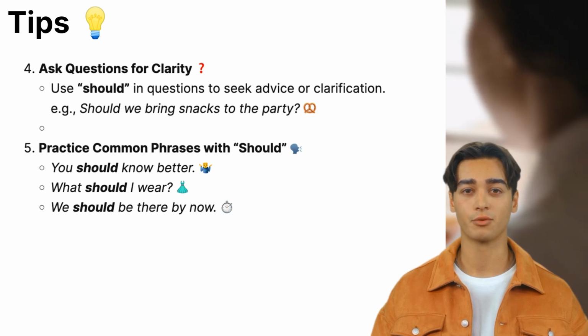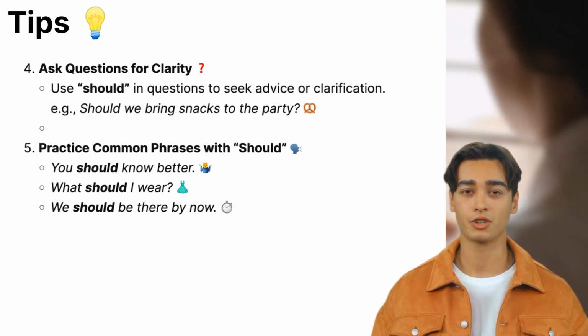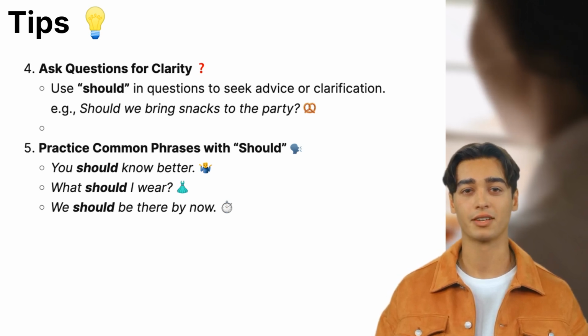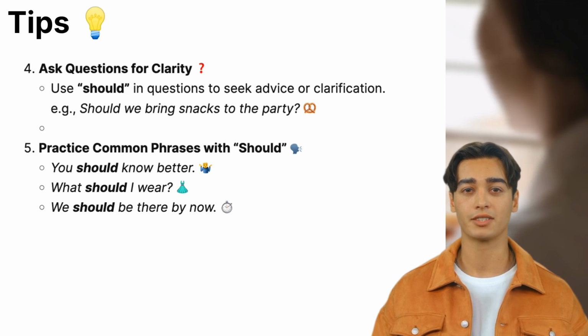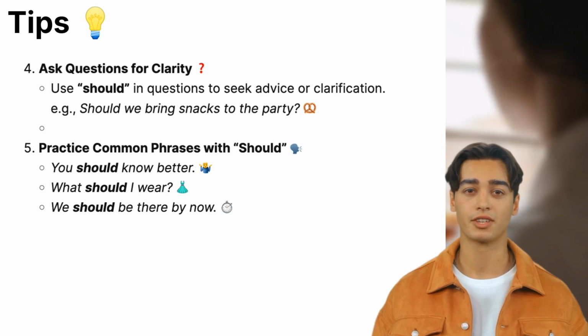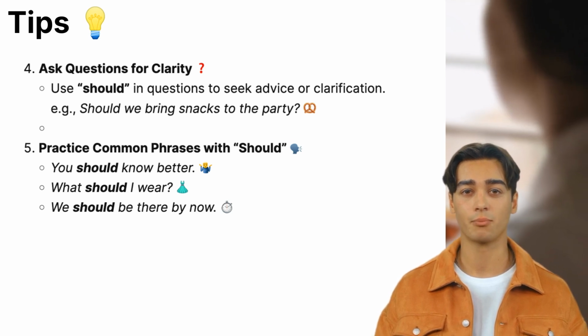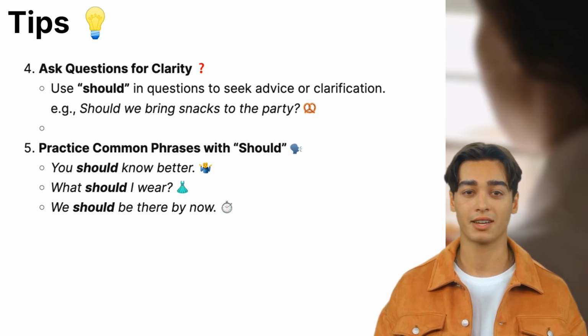4. Ask questions for clarity. Use should in questions when asking for recommendations or confirming plans. Example: should we bring snacks to the party? More examples: what should I wear to the event? Should we book a table in advance? When asking for advice, using should makes you sound open-minded. If you want to be more formal, you can say, would you recommend?